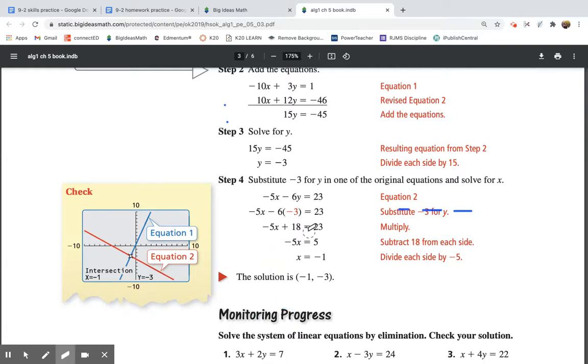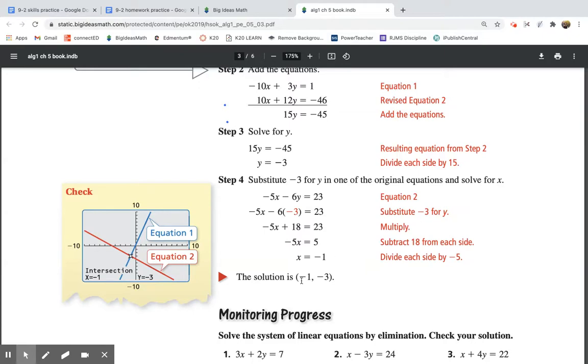Okay, so we take and plug in negative 3 for y. So that means negative 6 times negative 3, which is positive 18. So then from here, we are solving for x. So we first get rid of the number that's by itself. So we subtract 18 from both sides. And that leaves me with negative 5x equals 5. And then we divide by negative 5 on both sides. So x equals negative 1.